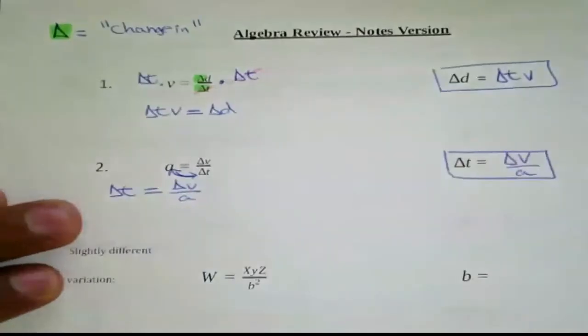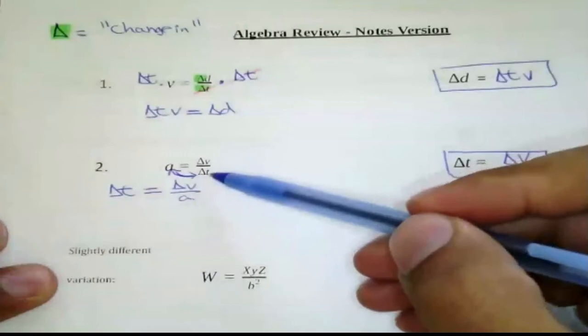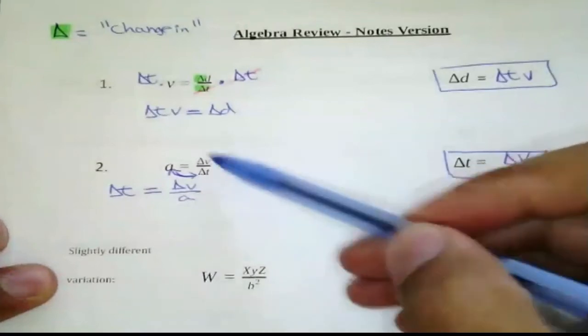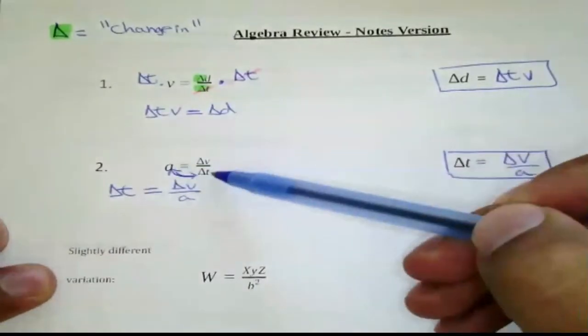So again, this shortcut will only work if you're solving for something on the bottom. The variable has to be on the bottom that you're solving for. It also has to be a three-part equation, meaning one part here, one part on top, and one part on bottom.